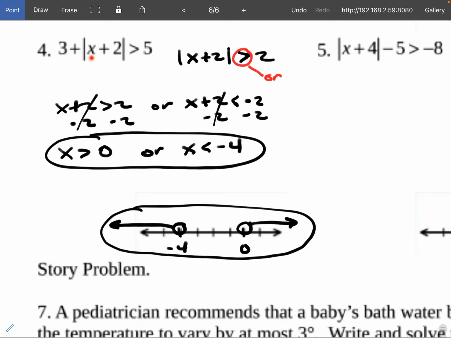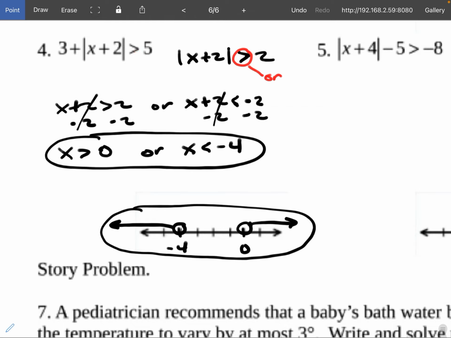All right. Then Matt, give me a number over here. Negative 5. All right, negative 5. Put negative 5 in right here. Negative 5 plus 2.